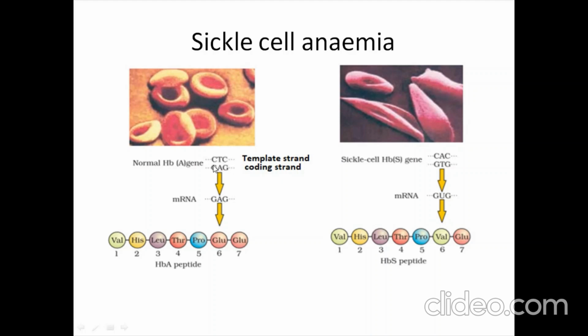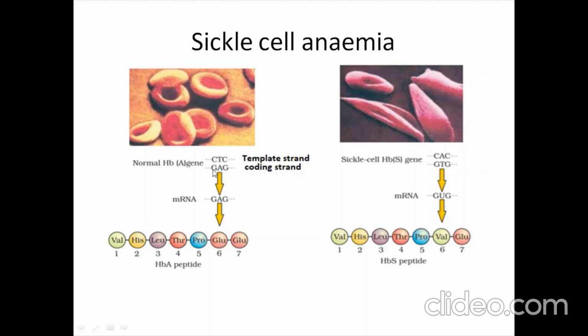Now, point mutation is nothing but substitution or replacement of a single nucleotide in DNA. In the normal hemoglobin gene, the sequence for glutamic acid in the coding strand is GAG. So this is a normal hemoglobin gene.